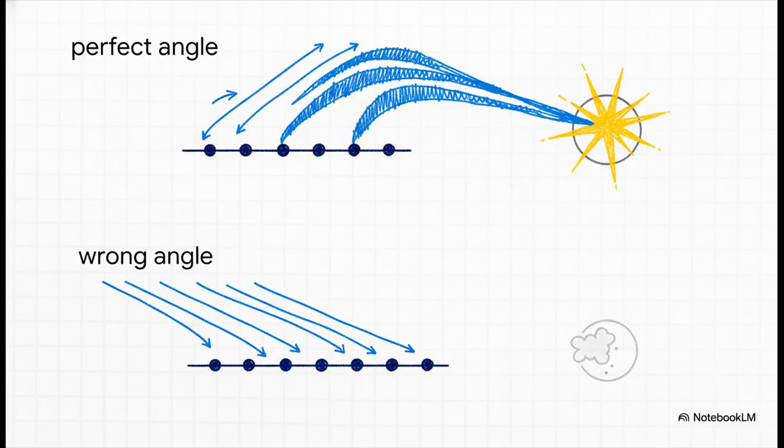Think of it like this. In a crystal, atoms aren't just a random jumble. They're arranged in these perfect flat layers, or planes. Now, when an X-ray beam comes in and hits one of these planes at just the right angle, the sweet spot, the waves bounce off and add up, creating a bright spot. But if you hit it at the wrong angle, they cancel each other out, and you get nothing. The collection of all those bright spots, well, that's our diffraction pattern.